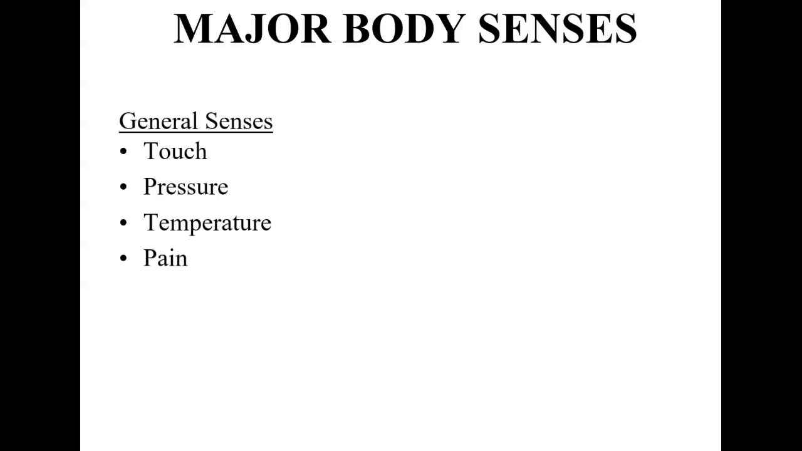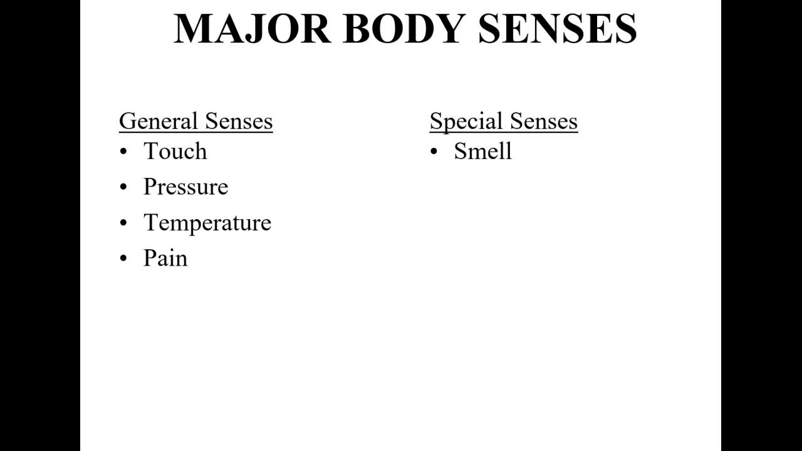So we do have general senses of the body. We have touch, pressure, temperature, and pain sensation. These are done generally all over our body, and this will be the main thrust of this lecture, is talking about general senses. We then have special senses, which are places where we have senses that are localized.